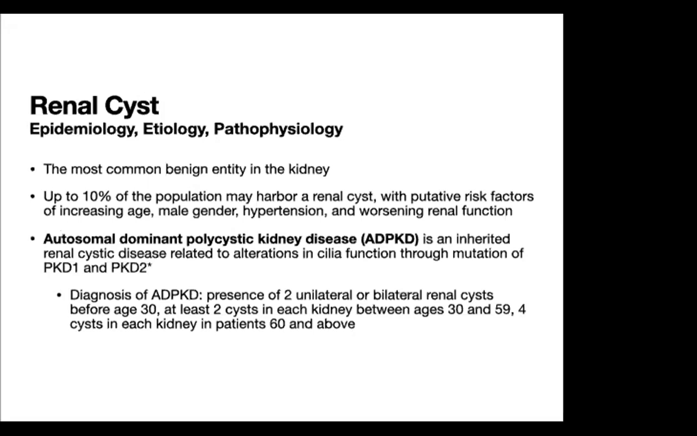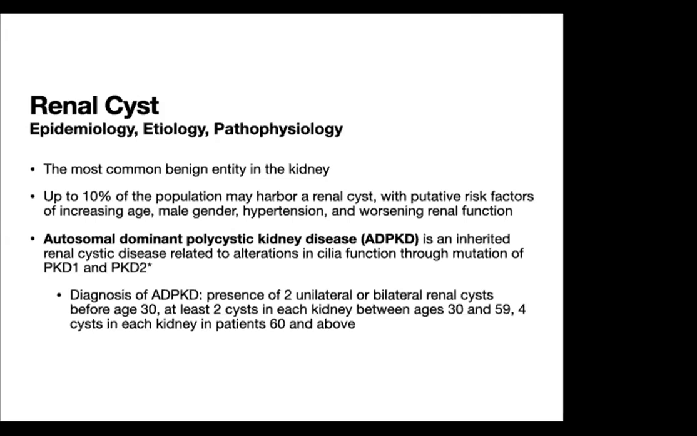Up to 10% of the population may harbor a renal cyst with putative risk factors of increasing age, male gender, hypertension, and worsening renal function. Autosomal dominant polycystic kidney disease, or ADPKD, is an inherited renal cystic disease related to alterations in cilia function through mutations of PKD1 and PKD2. On a side note, the mechanism by which cysts develop was initially described as a progression from a diverticulum on the tubular epithelium that ultimately detaches from the tubule to form a true cyst in the kidney interstitium.